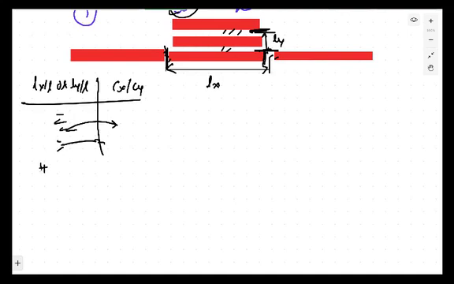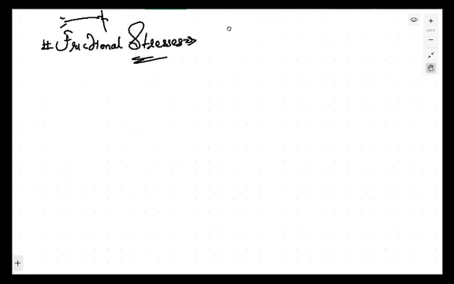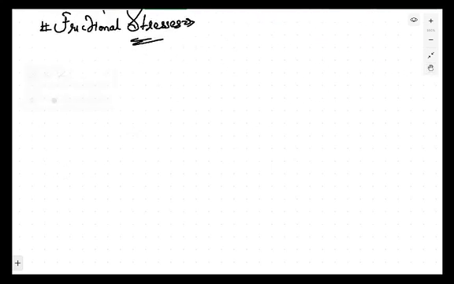The next type of stresses which are present are the frictional stresses. Now, what are frictional stresses? Actually, the frictional stresses are produced due to seasonal variations, not the temperature, due to seasonal variations.